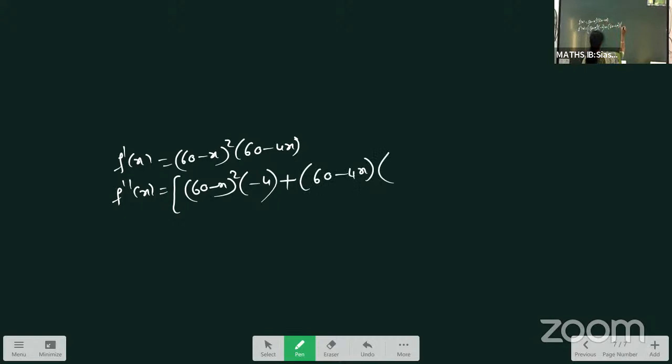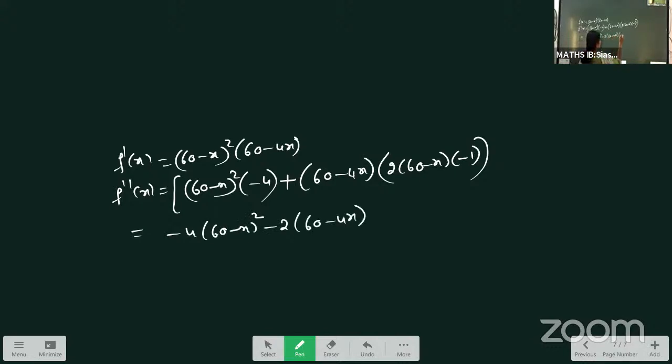Derivative of x square concept: 2 into 60 minus x into derivative of minus x, which is minus 1. Now, minus 4 into 60 minus x whole square minus 2 into 60 minus 4x into 60 minus x. Any common in both of them? Minus 2 into 60 minus x common. So what do we get? Here 60 minus x we will be getting. And here what are we getting? Minus 60 minus 4x.